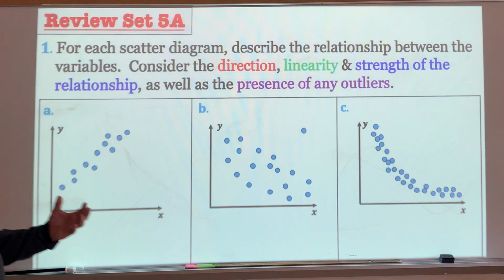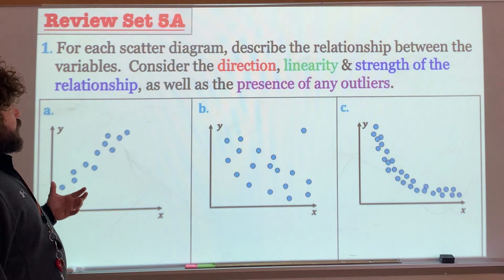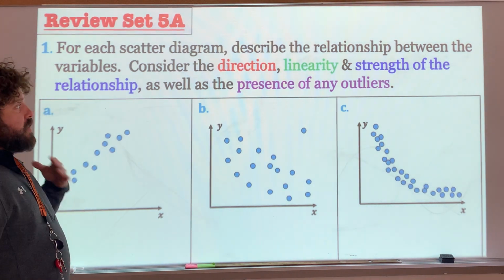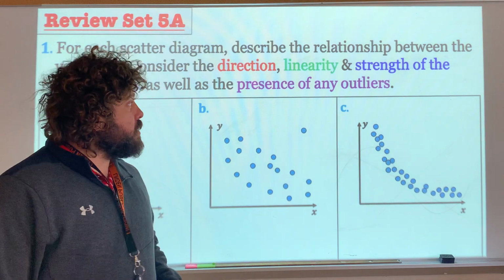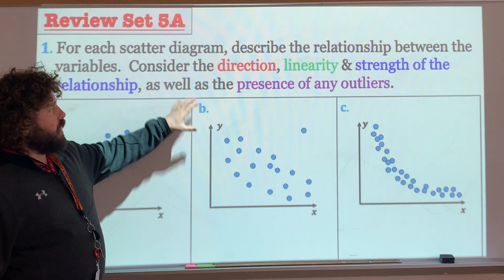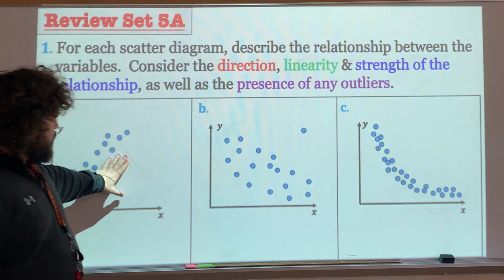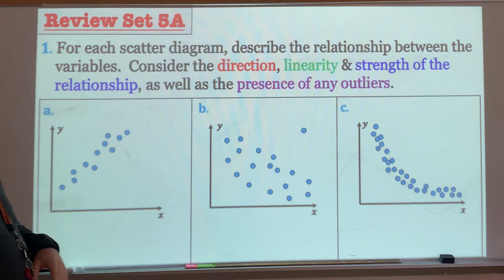Remember, direction is positive or negative, positive up, negative down. Linearity: linear, non-linear. Strength: you can be very weak, weak, strong, very strong, perfect. Outliers are the points that don't make any sense. Without any numbers to do this with, we're just using our eye.